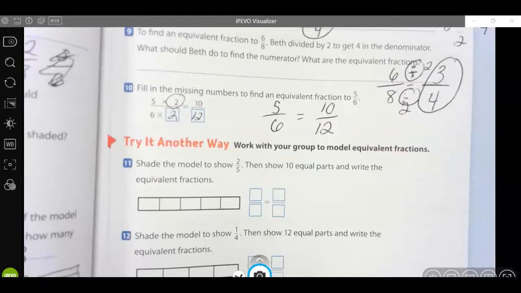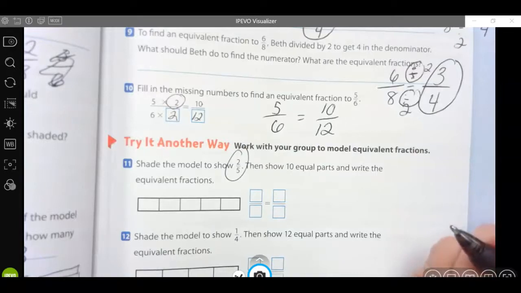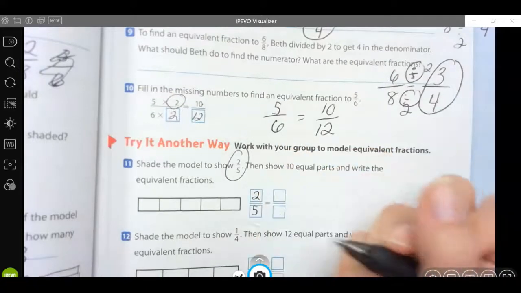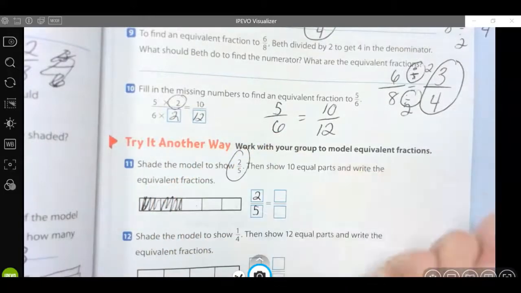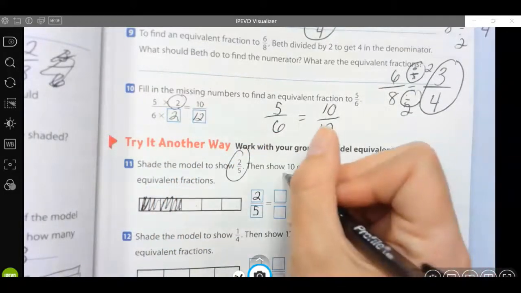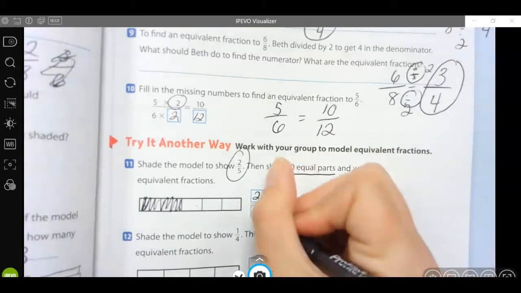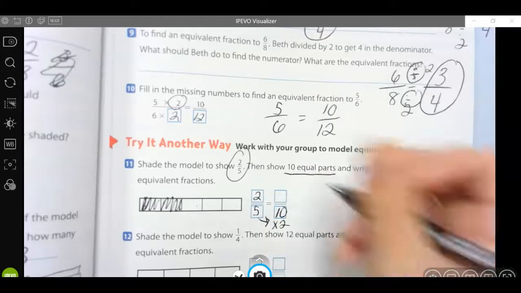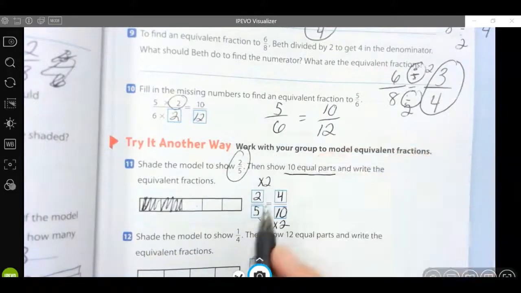Number 11. Shade the model to show 2/5, then show 10 equal parts and write the equivalent fraction. So this is our fraction that we're starting with, 2/5, right? So there are 5 whole parts and 2 of the parts are shaded in. So there's 2/5. It says 10 equal parts. So here needs to go 10. How do we get from 5 to 10? Yep, we multiply by 2. So we have to multiply our numerator by 2 to get 4. So an equivalent fraction of 2/5 is going to be 4/10.